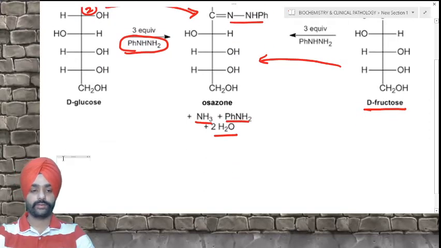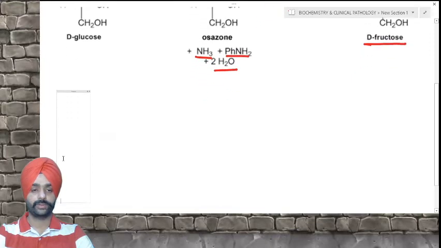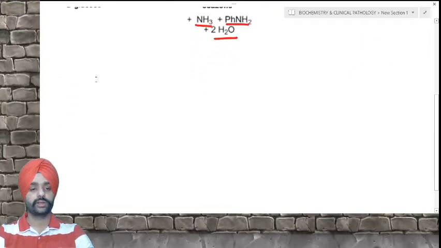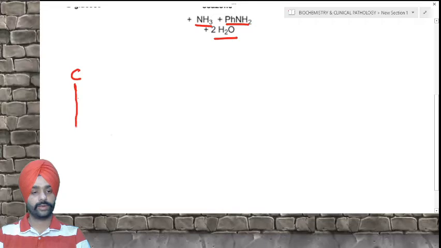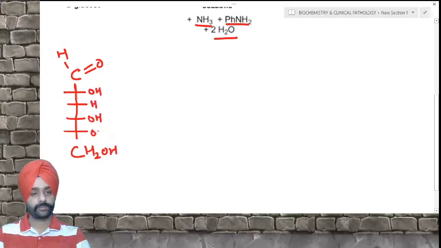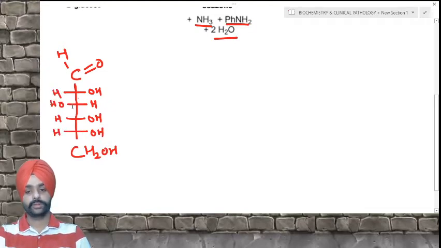Now let us draw it once again so that you can easily understand the concept. So students, please draw the structure of glucose in your notebooks. We all know that glucose has 6 carbons. So I am drawing a short structure. Here you can see. Now this is the structure of glucose.